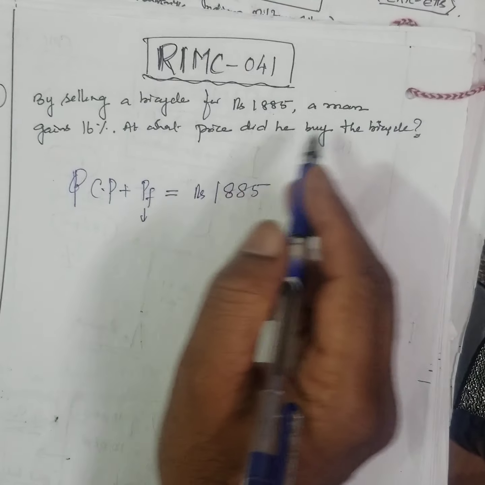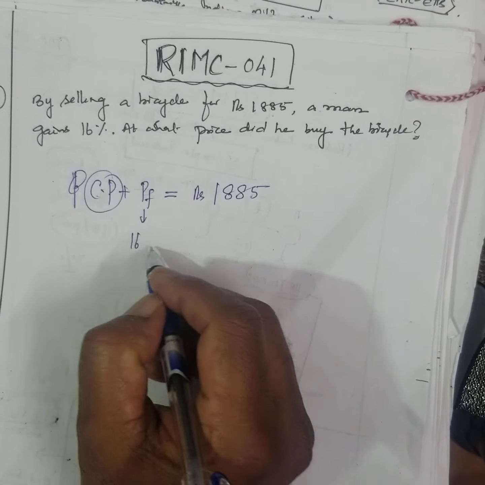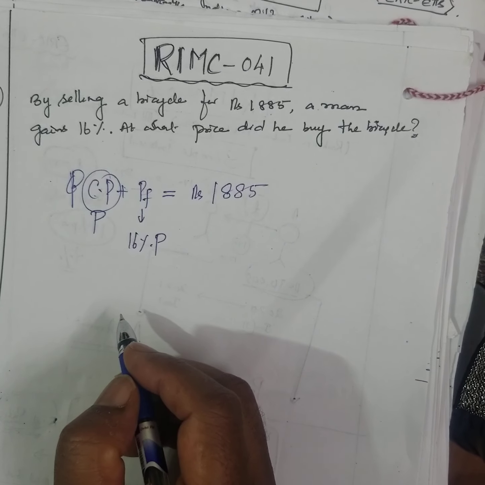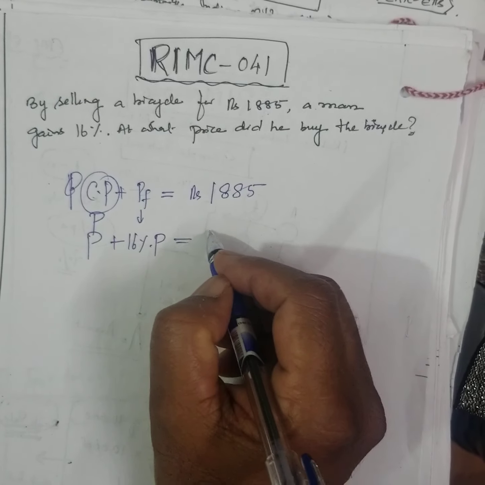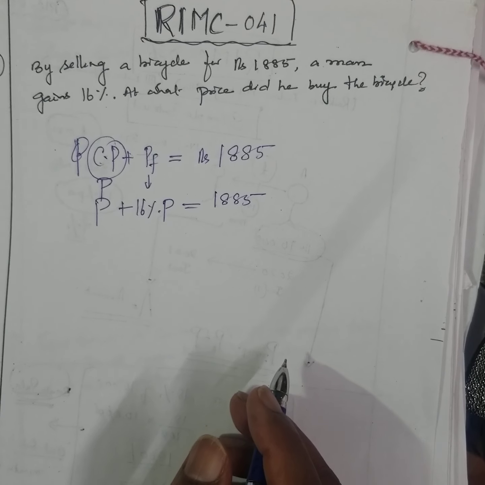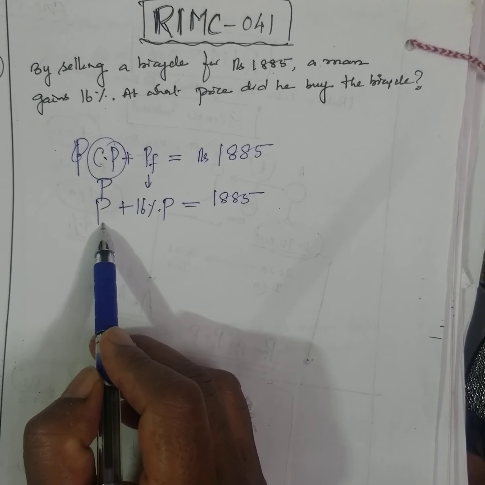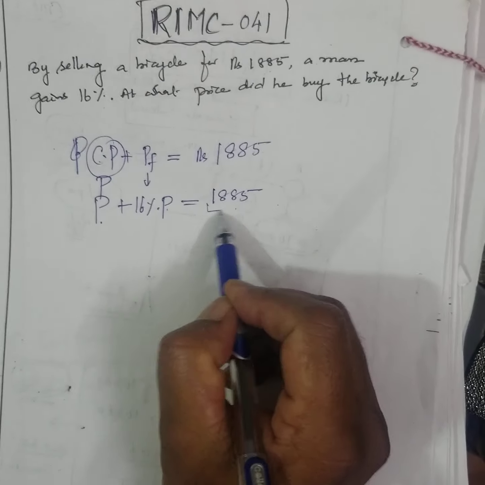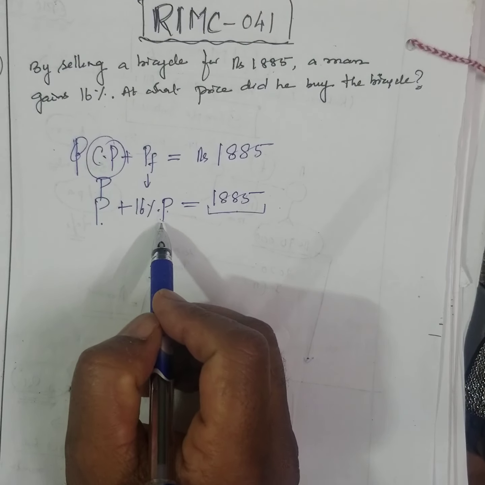Profit is how much? The man gained 16% of the cost price. Cost price is P, therefore 16% of cost price. Therefore, P is the price, 16% of this is the amount, 88 by 5. Now, the price is P and 16% he gained, and the selling price is this. Therefore, you have to calculate the price of the cycle.